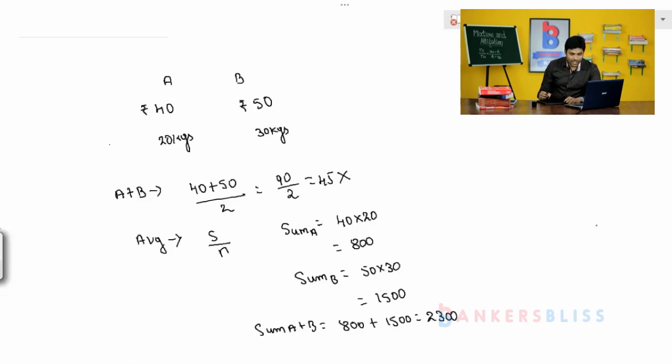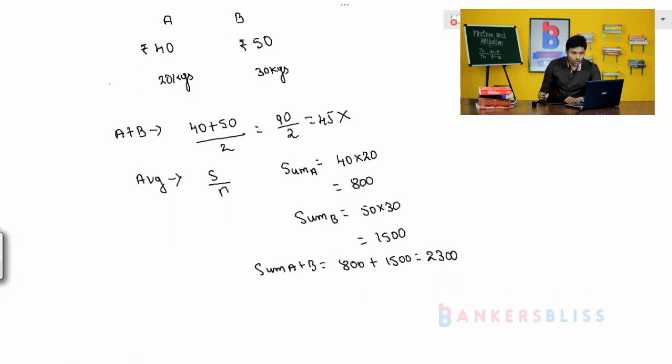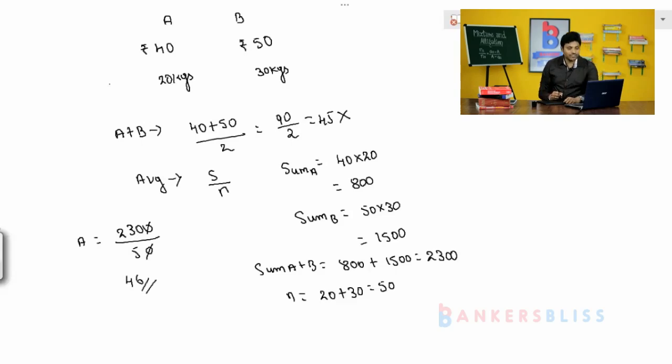Now divide by the total quantity. Total quantity is how much? That is 20 plus 30, which is equal to 50. So how much are we going to get? Average is equal to 2300 divided by 50. So that is 230 by 5. 5 4s are 20, 5 6s are 30. Therefore the average price is 46.